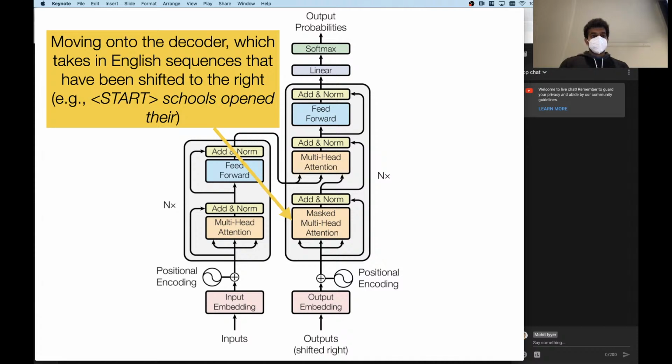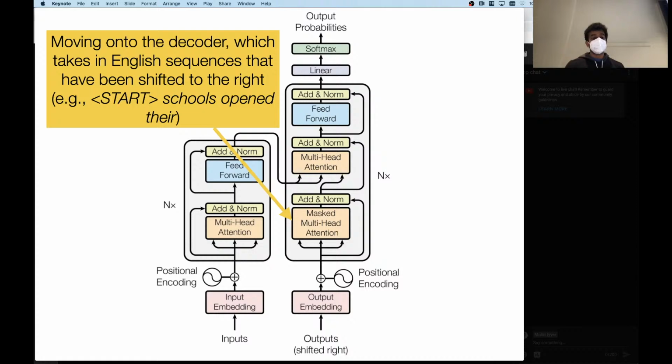Okay. So the decoder then, when we were looking at the decoder, we noted that the first embedding, the first input in the decoder is always the start of sequence token.